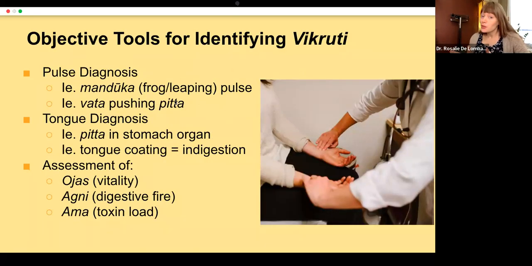So some objective tools for identifying your Vikriti, if you're still not totally sure, is we can do a pulse diagnosis. And this is something that an Ayurvedic practitioner could do, but you could practice this on yourself. If you've got a more leaping type pulse, we think of it as a manduka or a frog type pulse, and that's fiery, okay? Something else I can read in the pulse is whether there are two doshas interfering, right? Is Vata, is the air fanning the flames of Pitta, okay? This is a common pulse finding I see in my autoimmune patients, okay?